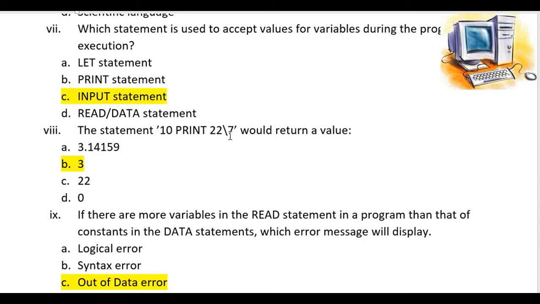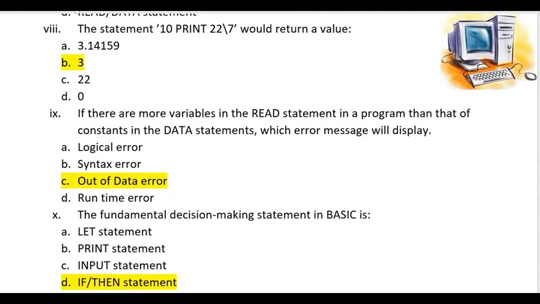Integer division operator returns only the integer part of the value, which results whenever we divide 22 by 7. In reality it is 3.14, but as we are using the integer division symbol, it will return only the integer part of the value, which is 3. So option B is the correct answer. If we use the real division symbol, which is a forward slash, then option A will be the correct answer. Now ninth MCQ.